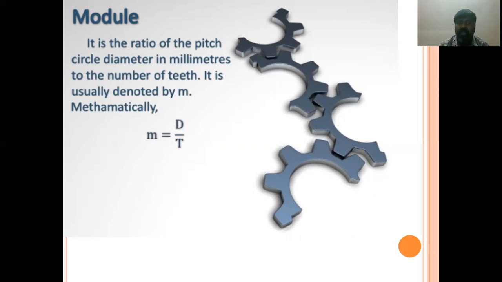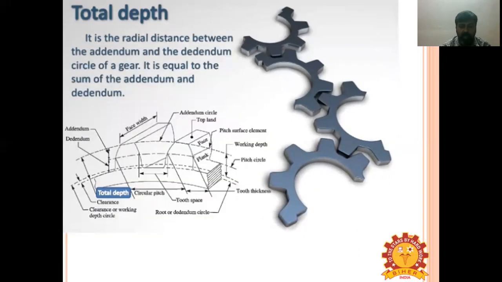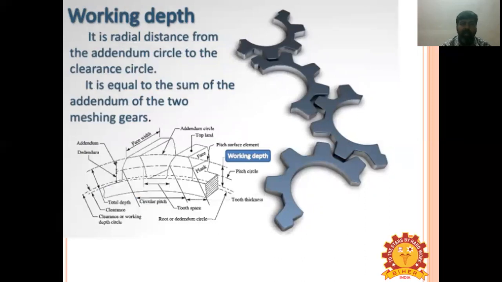Then what is the module? Module is the ratio of the pitch circle diameter to the number of teeth. So this is called a module. It is normally denoted by small m, and small m is equal to d by t. Then clearance we already studied. Total depth we studied. So working depth: it is the radial distance from the dedendum circle to the clearance circle. It is equal to the sum of the addendum of the two meshing gears.